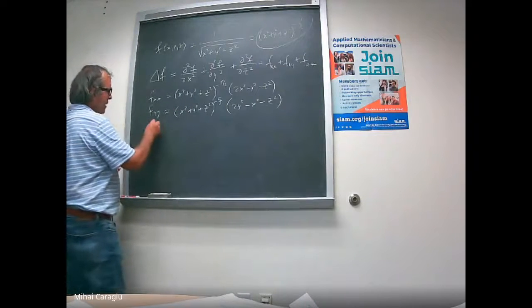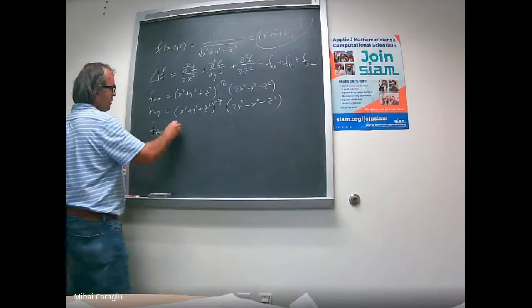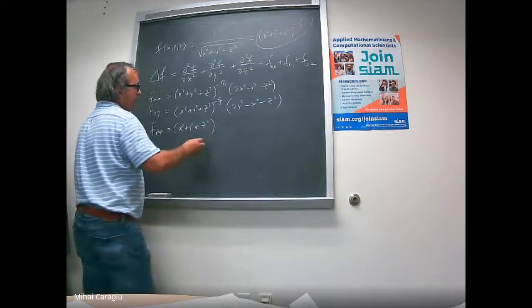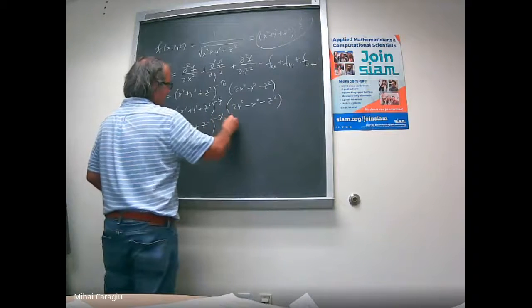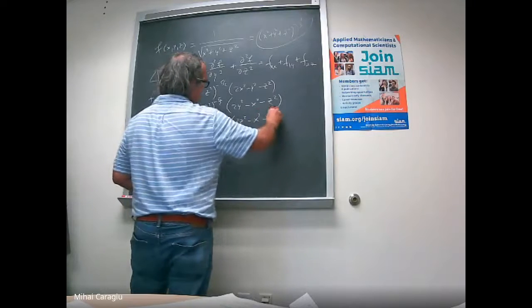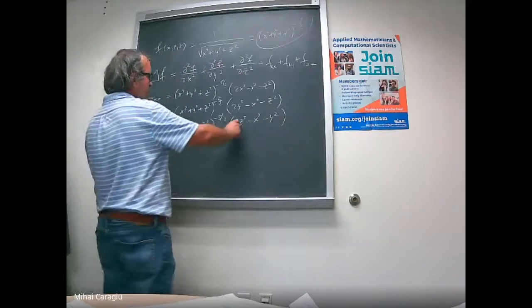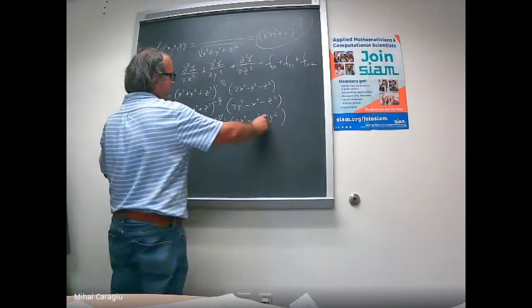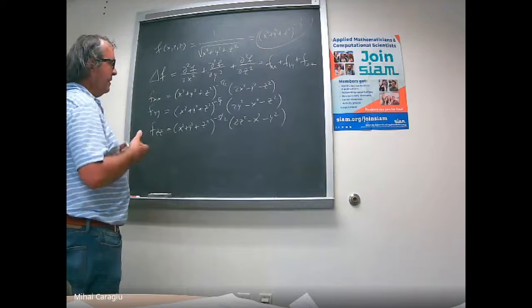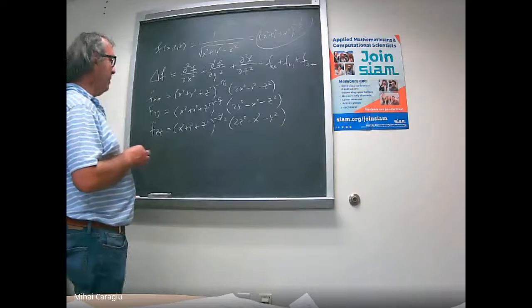And similarly, f sub zz equals (x squared plus y squared plus z squared) to the power minus 5 halves times 2z squared minus x squared minus y squared. Again, 2 times the variable squared minus the sum of the squares of the two other variables. So every variable behaves in the same way due to the symmetry of the variables.